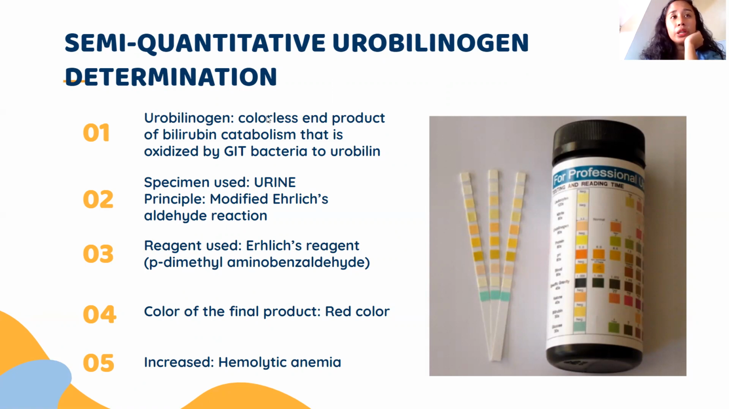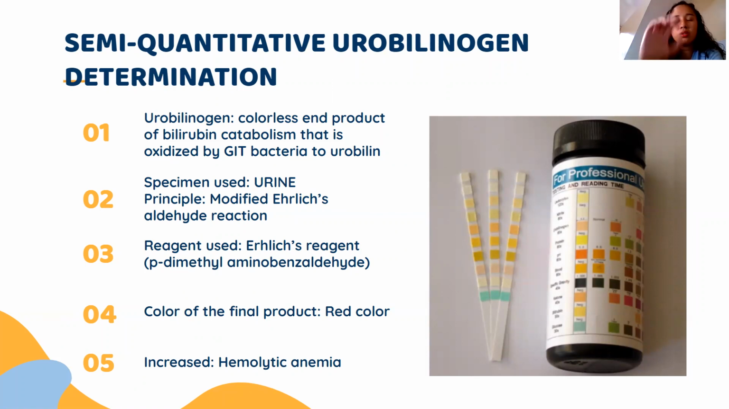It is a colorless end product of bilirubin catabolism that is oxidized by the gut bacteria. Gut, meaning GIT, gastrointestinal tract bacteria, to urobilin. So, class, you could look at the urobilin and bilirubin levels. Here, the second to the last, there is a bilirubin test. The specimen used is urine. Class, each square on the urine dipstick has its own principle.